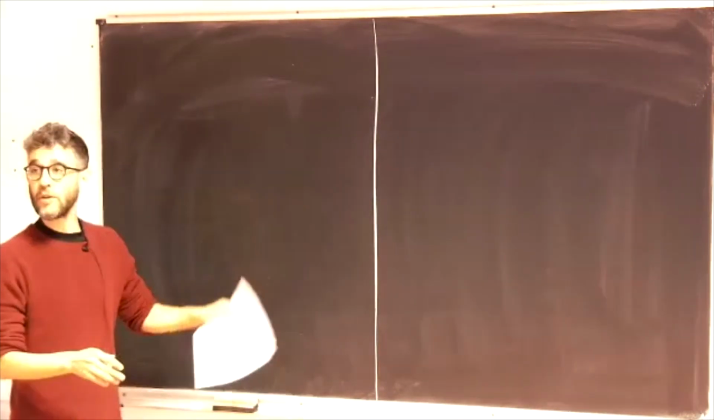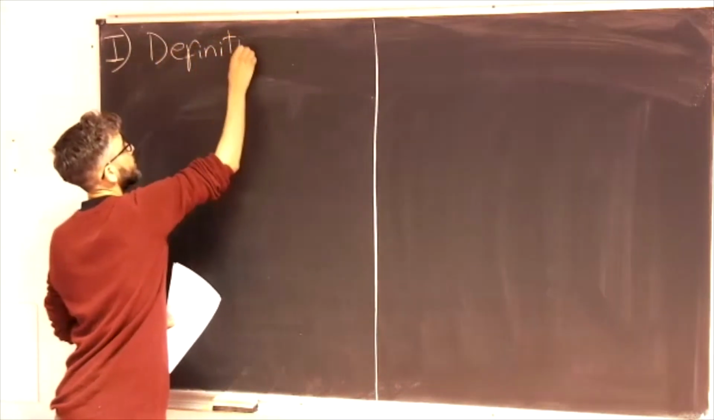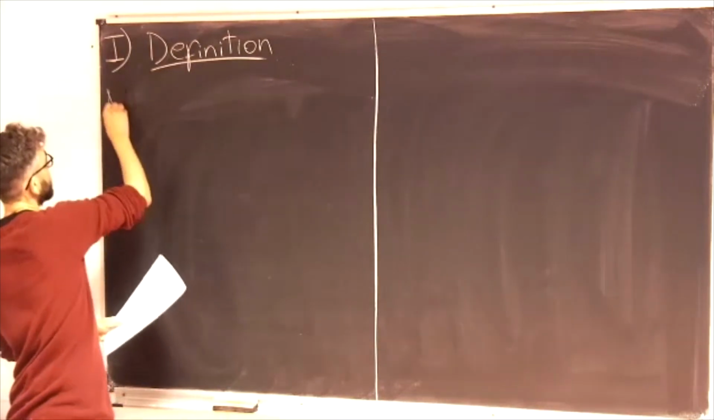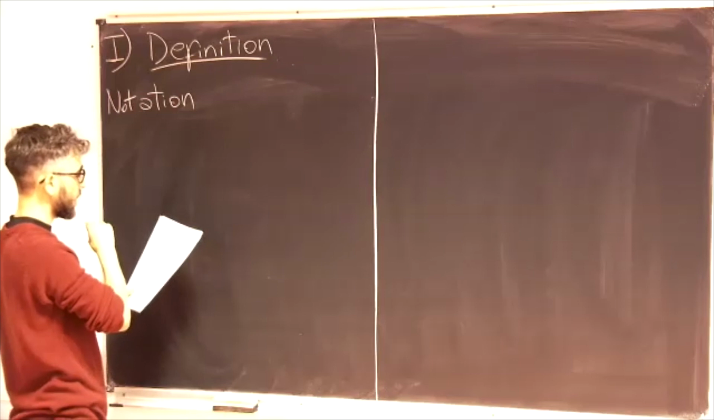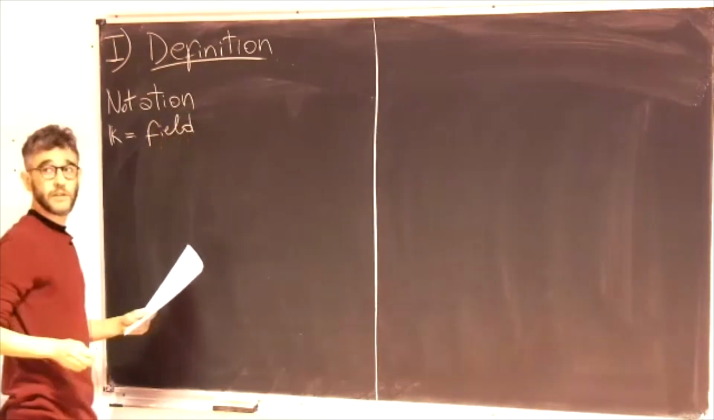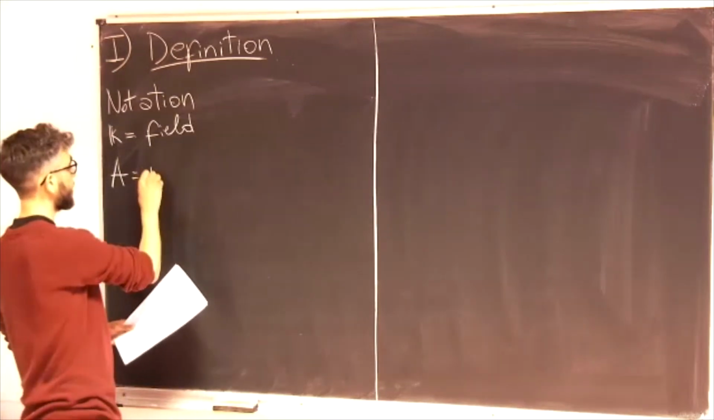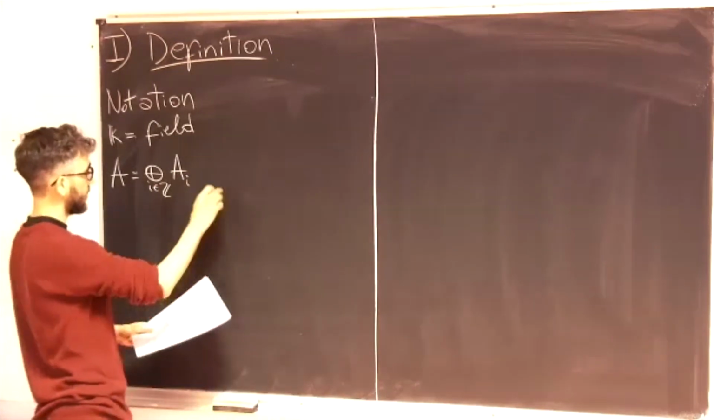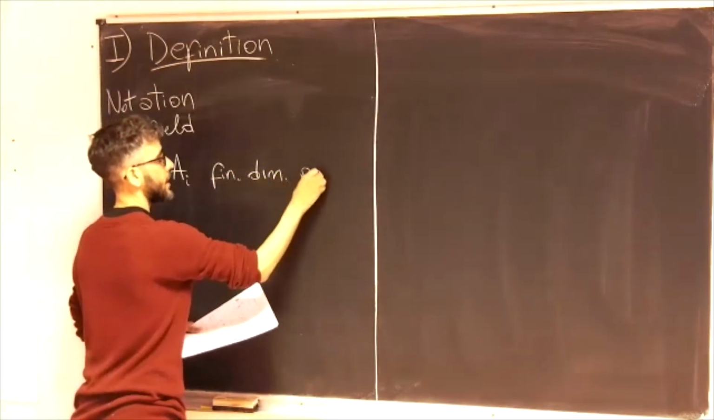Okay, so I will start. We will start with the first part, and we will start with some definitions, and I will fix some notation. During the course, K will denote a field, and A will be a finite dimensional graded algebra. That means that it has a decomposition in graded vector spaces.